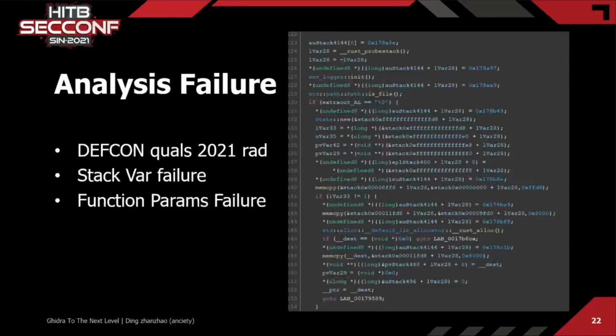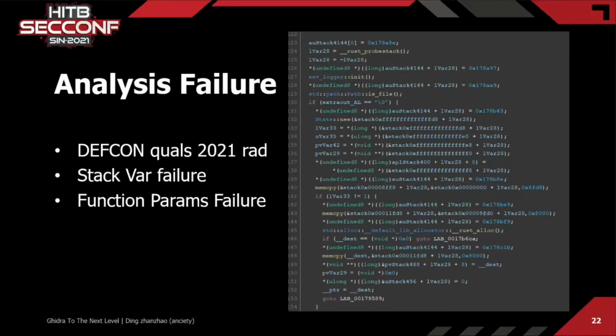Okay, the next thing we have is what matters the most, the analysis failure. Take a look at this picture. This is from a DEF CON Quals challenge this year, called RAD. The challenge is written in Rust, and as you can see, the output code is totally not readable. There are plenty of assignments to an array that appears to be a magic number. If you look carefully, you will notice that these assignments all happen before a call to a function.